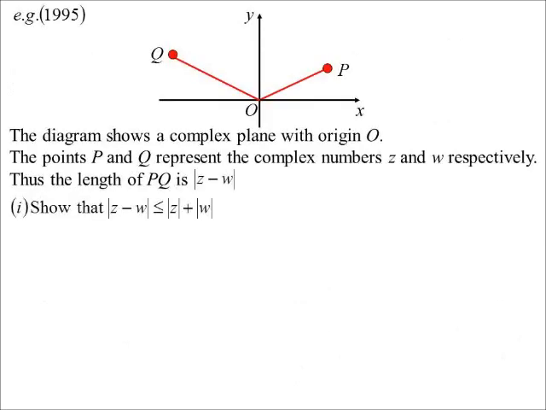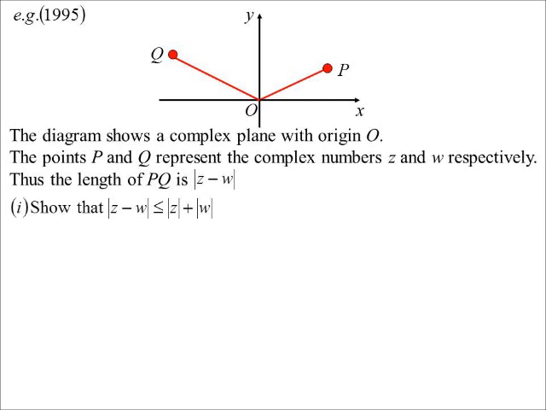Let's do a question. 1995. It's a good question, actually, for this. There they are. They've given us two points, P and Q. They've given us a little bit of a hint there, because if P is the complex number Z, Q is the complex number W, then PQ would represent the complex number Z minus W or W minus Z, depending on which way you're reading it. But they're saying, well, thus the length of that would be the modulus of Z minus W. This is what I was just talking about with triangle inequality. So the first question, show that that length is less than the other two.